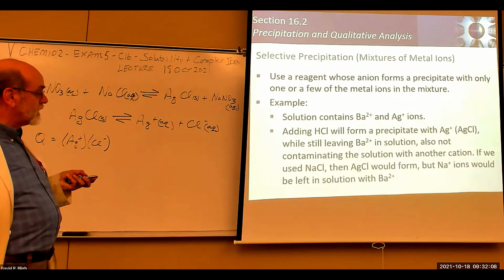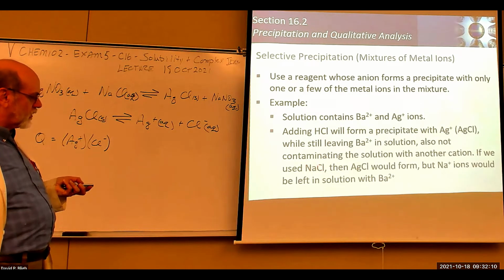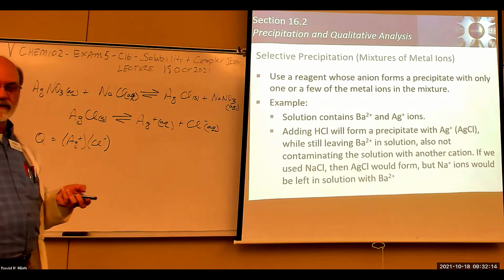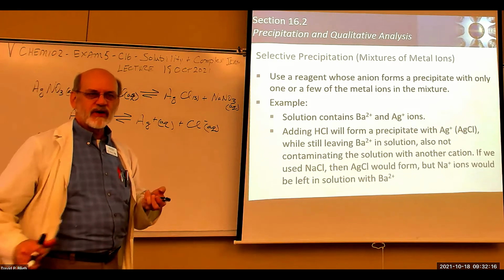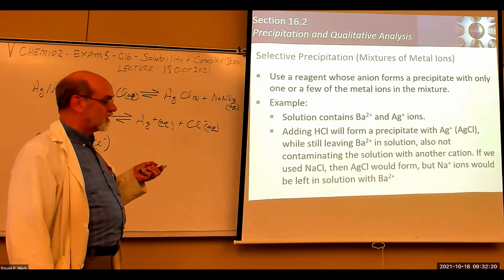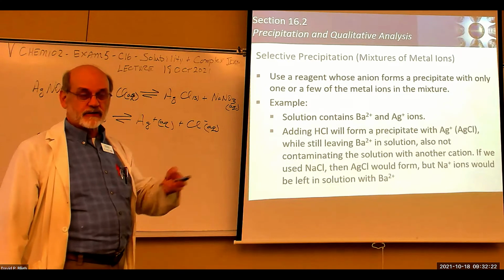So why would we not use sodium chloride? I mean, it's got chloride ions in it. That would precipitate out. Well, you contaminate your barium with sodium then, right? If you use hydrochloric acid, then hydrogen ions just means the solution is acidic.